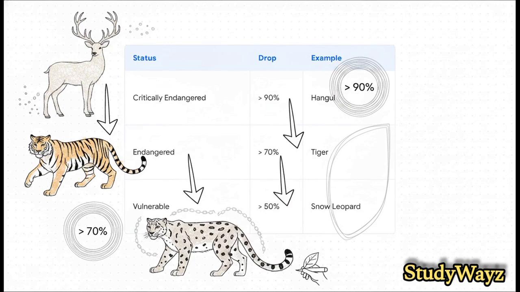To understand exactly how they categorize these endangered species, clearly look at this side-by-side contrast. It's all based on a 10-year population reduction. If a species population drops by more than 90% in just 10 years, it is labeled critically endangered, just like the Kashmiri hangal we talked about. If the drop is greater than 70%, it is labeled endangered, like our majestic tigers. And if the population drops by more than 50%, it becomes vulnerable. For example, the snow leopard. Locking these exact percentages, 90, 70, 50, into your memory will easily secure you those final few marks.